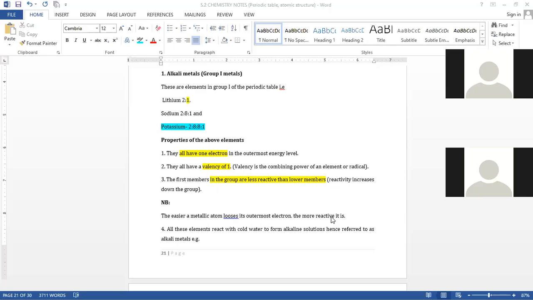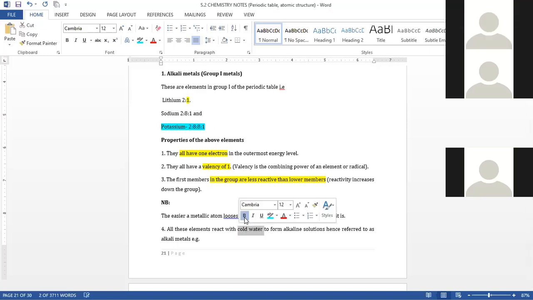Now, I'm going to look at the reaction of group 1 elements with water. But I know, yes, Daphne? Teacher, I just wanted to clarify something. So you say that the reactivity increases down the group. Is it the same as saying the atomic size increases down the group, or are they different things? Maybe let me answer your question, then we can continue.